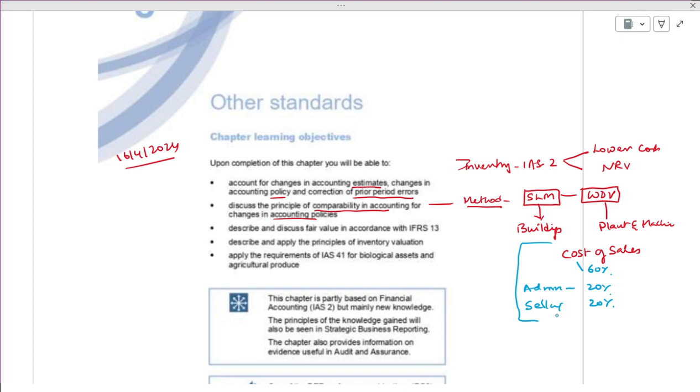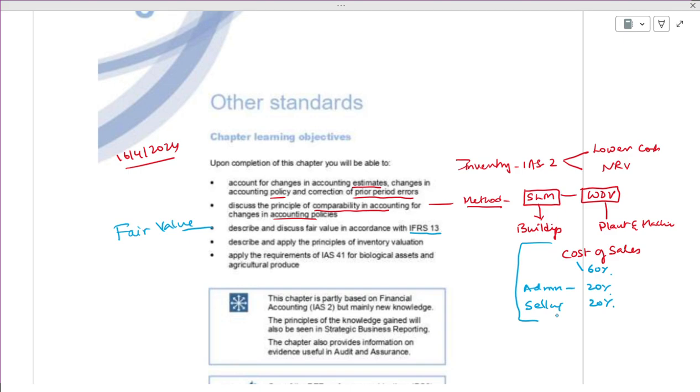All the points. Fine. Now, we are talking about fair value. IFRS 13 is nothing but the fair value. How do you determine the fair value? What are the conditions of fair value? We are repeating the same things with some additions.